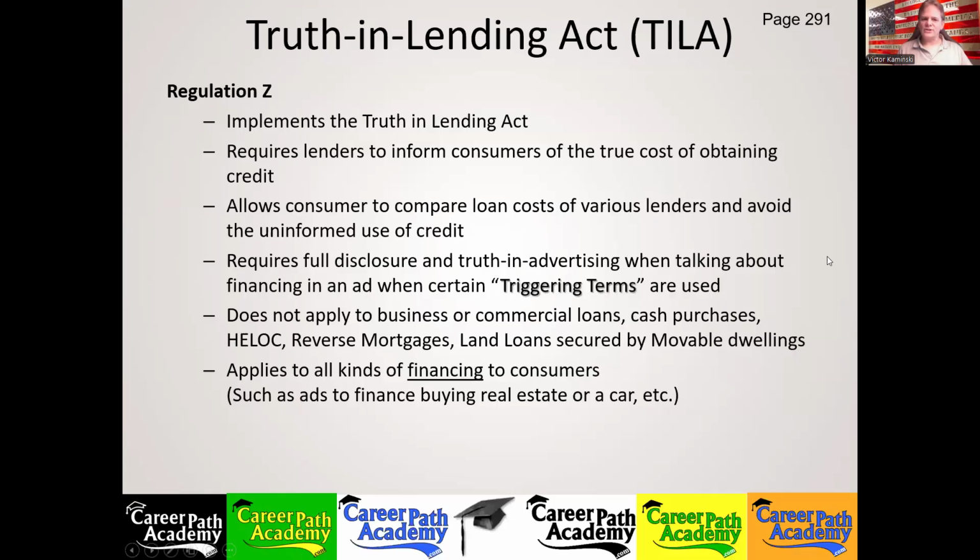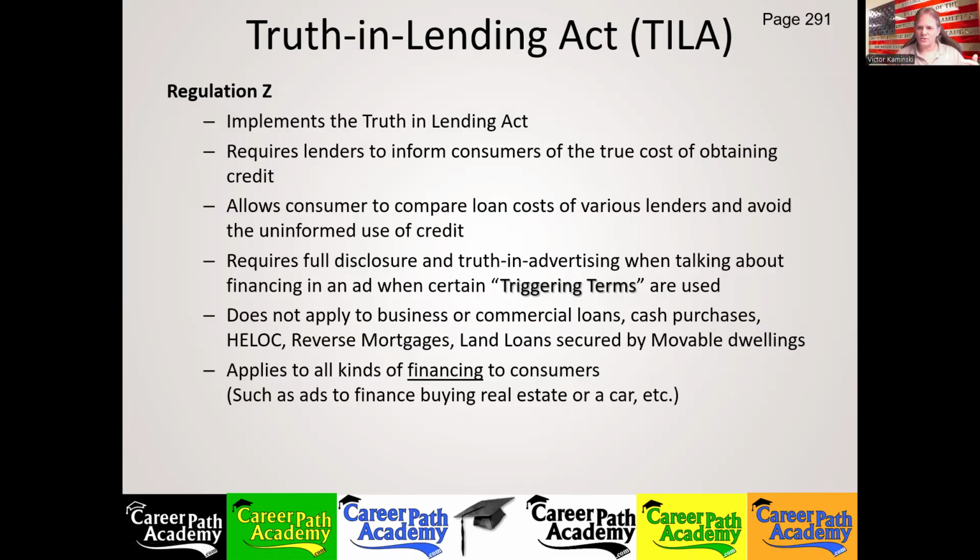All right. If you recall, Regulation Z implements the Truth in Lending Act. It requires the consumer be informed of the true cost of obtaining credit. It allows consumers to compare loan costs of various lenders and avoid the uninformed use of credit. It requires full disclosure and truth in advertising when talking about financing in an advertisement, if certain words are used in those ads, which we call triggering terms. It does not apply to business or commercial loans, cash purchases, home equity lines of credit, reverse mortgages, and land loans secured by movable dwellings. It applies to all kinds of financing to consumers, not just real estate.